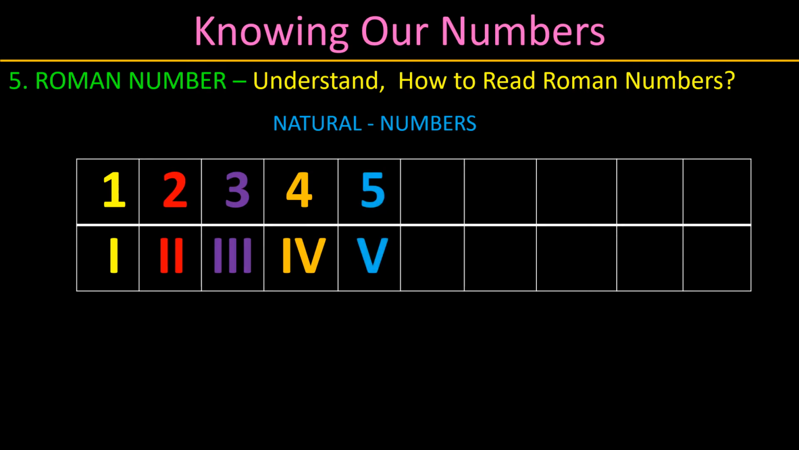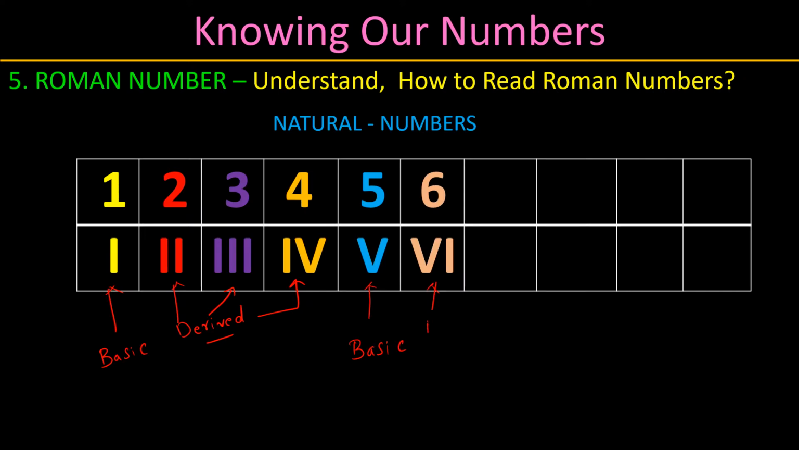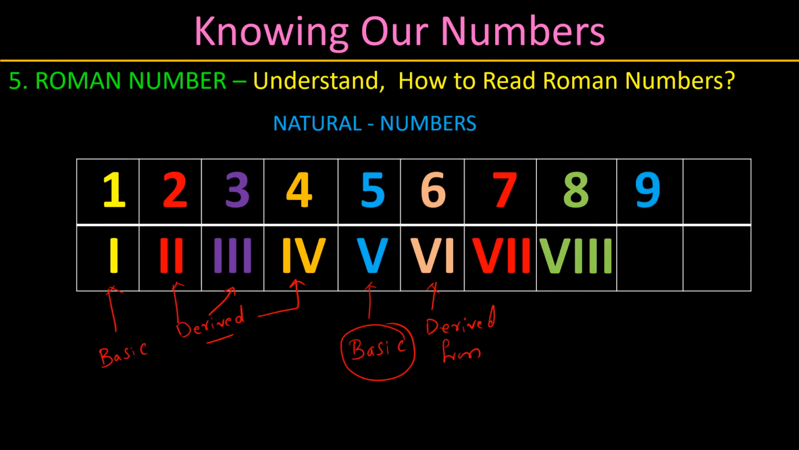5 is always like this. This is a basic number, totally basic. This is derived. This is also derived, and this is also derived. 6 will once again be a derived number, derived from the basic ones. 7 is once again derived. 8 is once again derived. 9 is once again derived. 10 is not derived. This is a basic number.